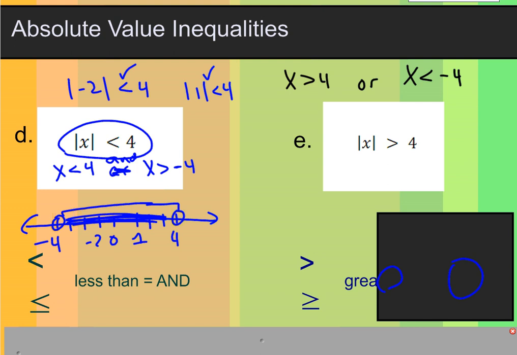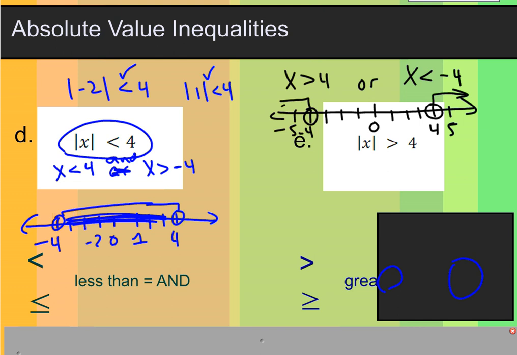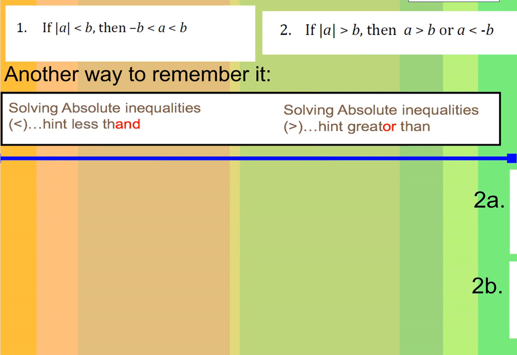So if I do a quick sketch on a number line, x greater than 4 is an open circle, but this time it's going out. X less than -4 is an open circle, but this time I'm going out that way. So greater is "or." Less than is "and." That's how you want to remember that. Just another way to think about this.